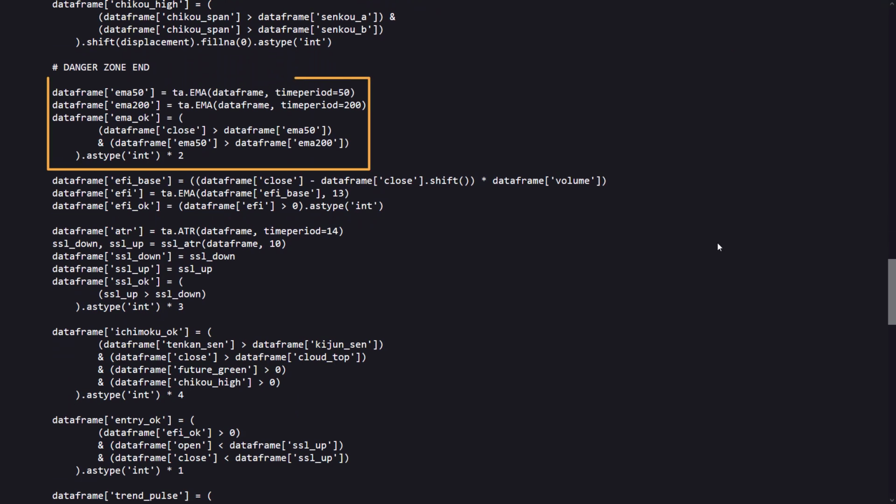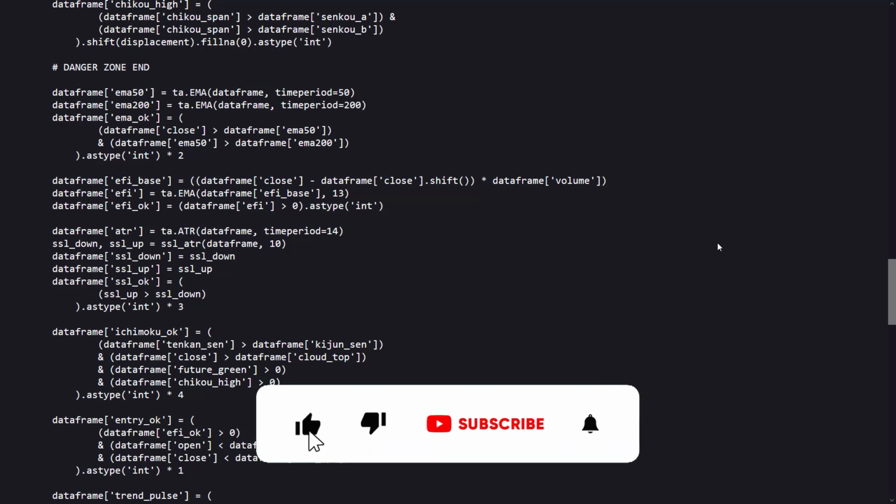Now here in this section, the EMAs are defined that will be used in the strategy. And it looks like a sort of golden and death cross condition over here, where the close price is above the EMA 50 and the EMA 50 is above the EMA 200.